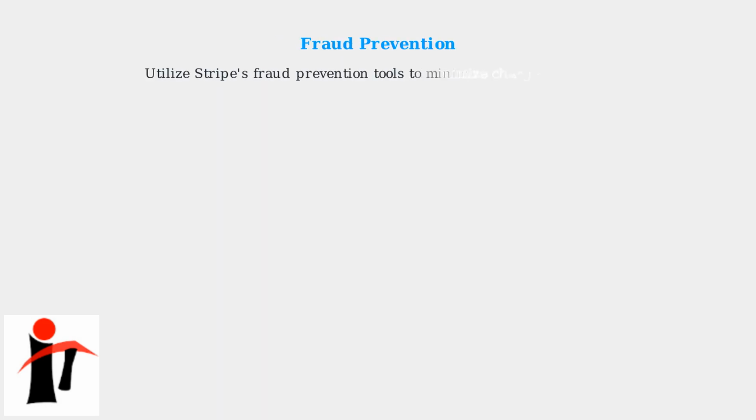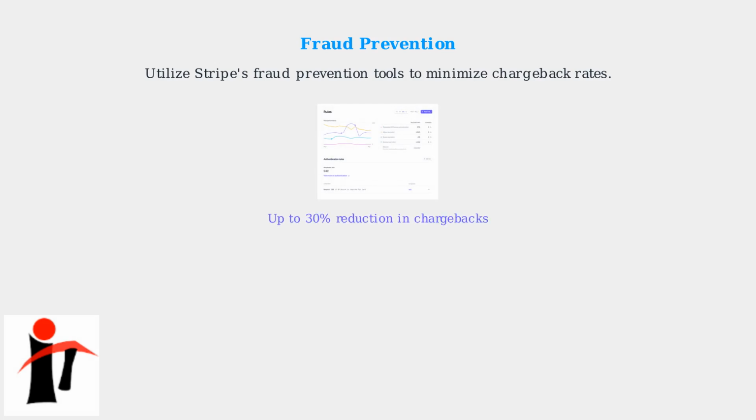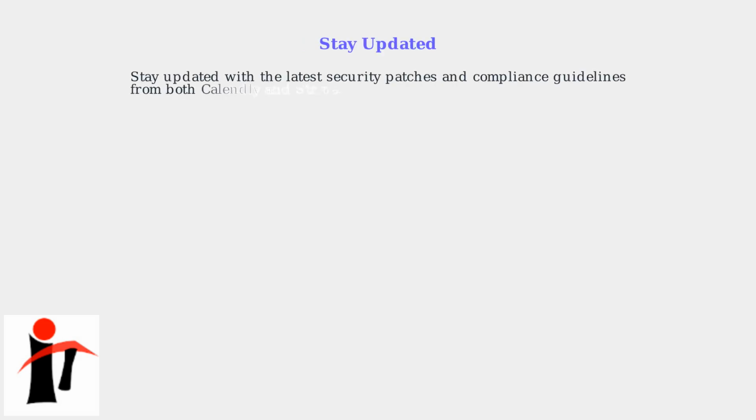Utilize Stripe's fraud prevention tools to minimize chargeback rates. These tools use machine learning to detect and prevent fraudulent transactions. Stay updated with the latest security patches and compliance guidelines from both Calendly and Stripe to maintain the highest security standards.